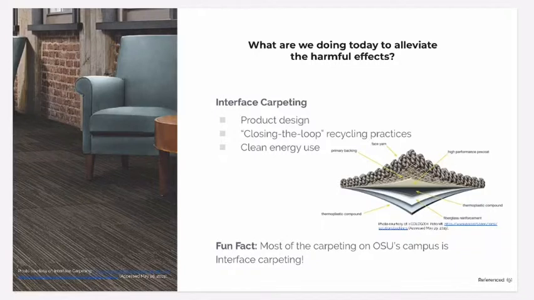Interface produces carpet tile and luxury vinyl tile. The carpet tile has a nylon fiber surface, the fluffy side, and a vinyl backing. They have a product take-back initiative where whenever companies or individuals are done with their carpeting or luxury vinyl tile and are ready to throw it out, Interface will come and collect the soiled material and reuse 100% of it.